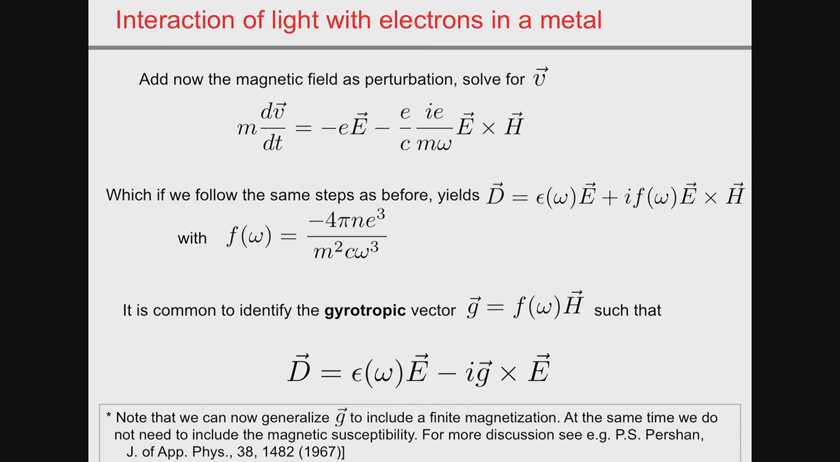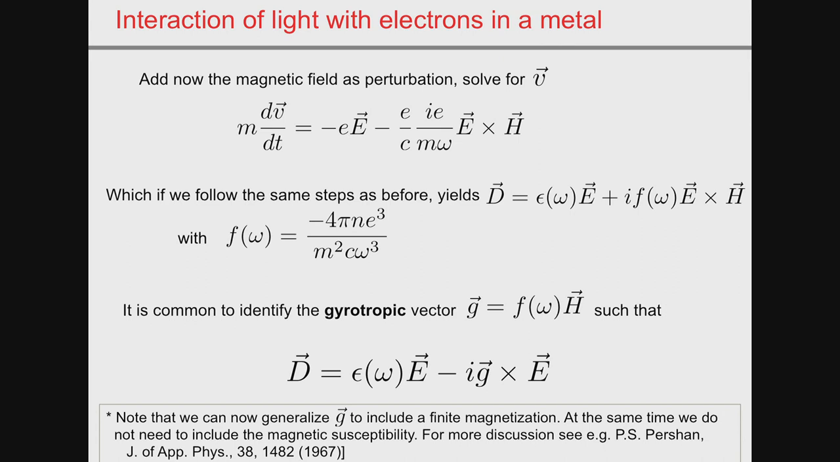But if we now add the magnetic field, then simply through the equation of motion, it adds a term. We can rewrite it in terms of the electric field with a new vector G. G is called the gyrotropic vector. You see basically what I do here, I exchange E and H in the cross term, and then I can write everything in terms of E, and then I give F times H is G. So you see that in addition to the dielectric function, I have this new gyrotropic term.